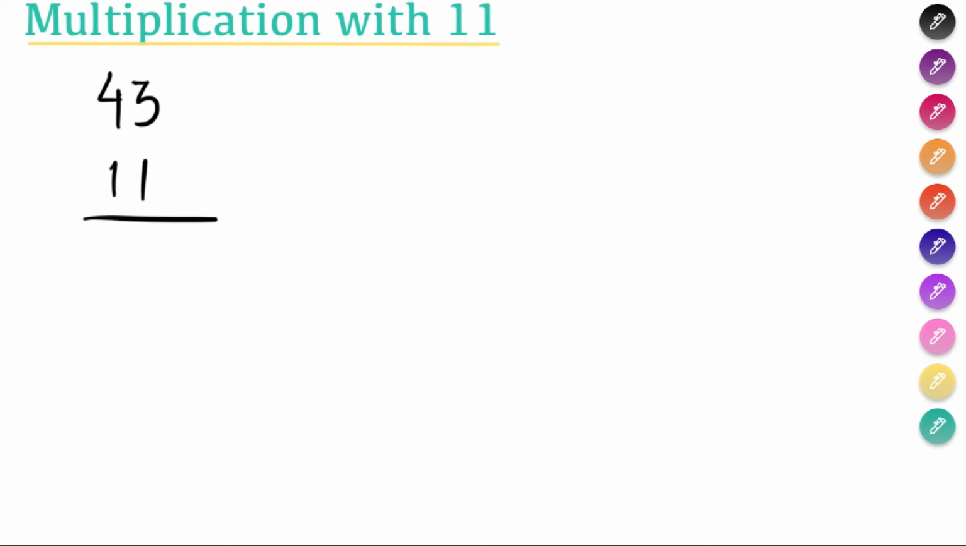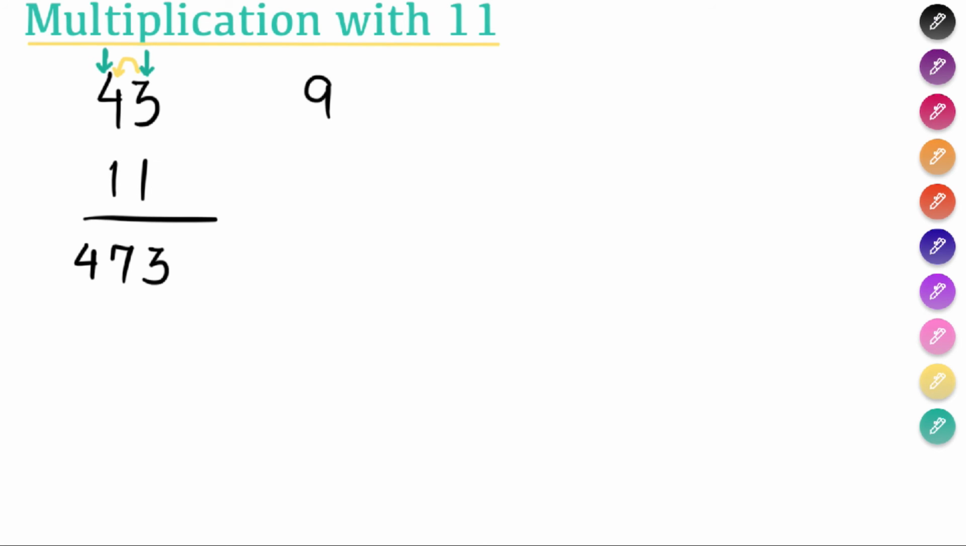So let us first check the steps. First step is we simply write the rightmost digit. Over here the rightmost digit is 3, so we simply write 3. The second step is we add the rightmost digit to the next digit, that is 3 plus 4 is 7, so we directly write 7. Then we again see the leftmost digit is 4, so we directly write 4. Isn't that easy? Now let us try one more example.